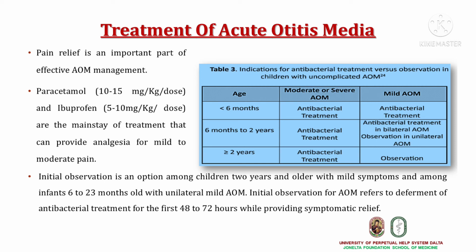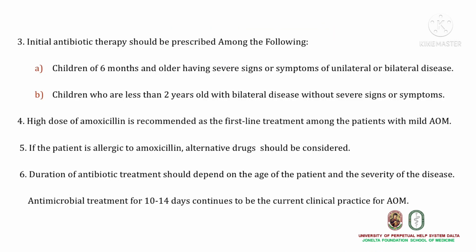But for mild acute otitis media, we will go for observation for 48 to 72 hours before we start the antibacterial treatment. So in acute otitis media, where will we give the antibiotic therapy? In short, in children of 6 months and older having severe signs and symptoms of unilateral or bilateral disease. Also in children who are less than 2 years of age with bilateral disease but without severe signs or symptoms. So these are the two groups where we will give antibiotic therapy.